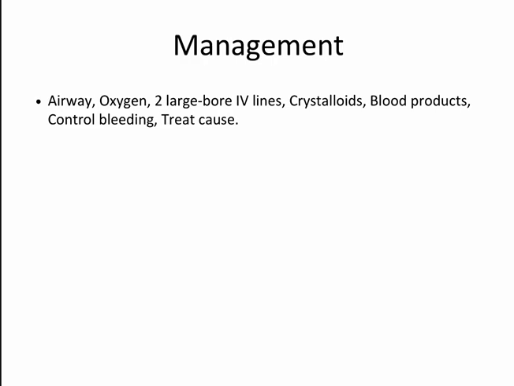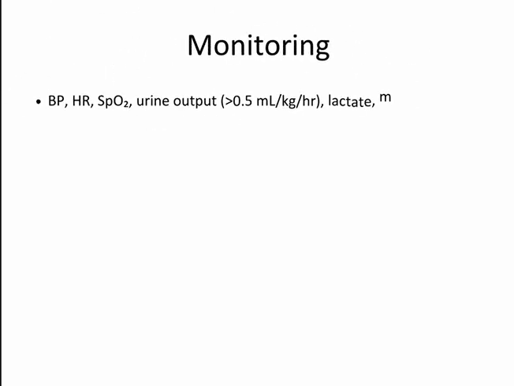For the management: airway, oxygen, two large bore IV lines, crystalloids, blood products, control bleeding, and finally treat the underlying cause due to which the hemorrhagic shock, the hypovolemic shock occurs. So for monitoring, we have to check the regular BP, heart rate, partial pressure of oxygen, urine output must be greater than 0.5 ml per kg per hour. We have to check the levels of lactate as well as the mental status of the patient.